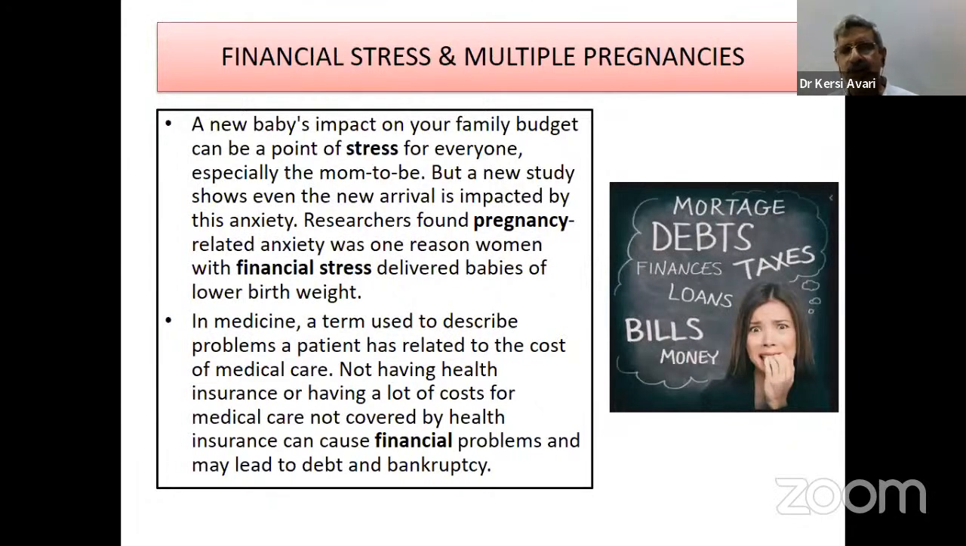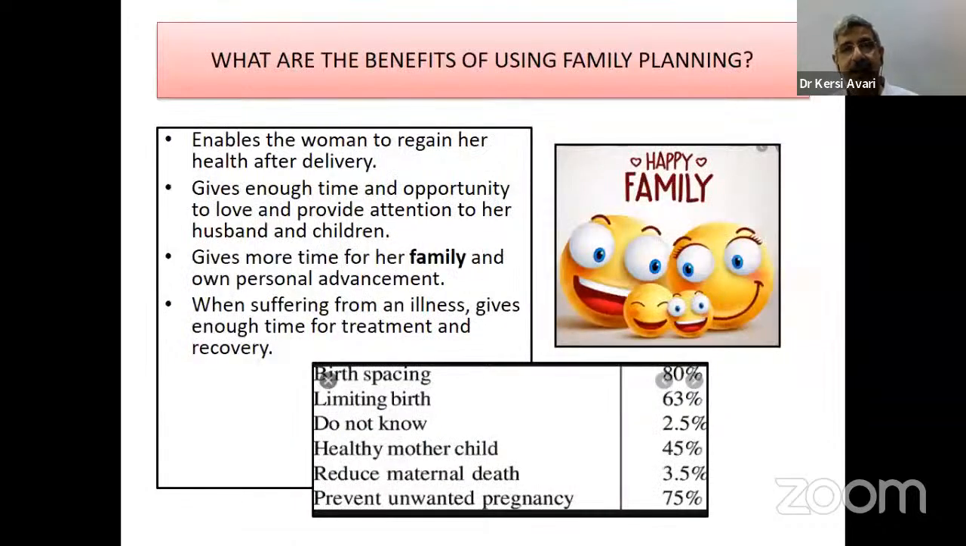Multiple pregnancies, what do they do to a couple? Financial stress. Pregnancy-related anxiety, more in women because of the financial stress. The cost, bankruptcy. And what are the benefits? It helps the woman regain her health, gives enough time to give attention to the children, more time to the family. If she is suffering from illness, a good recovery time.